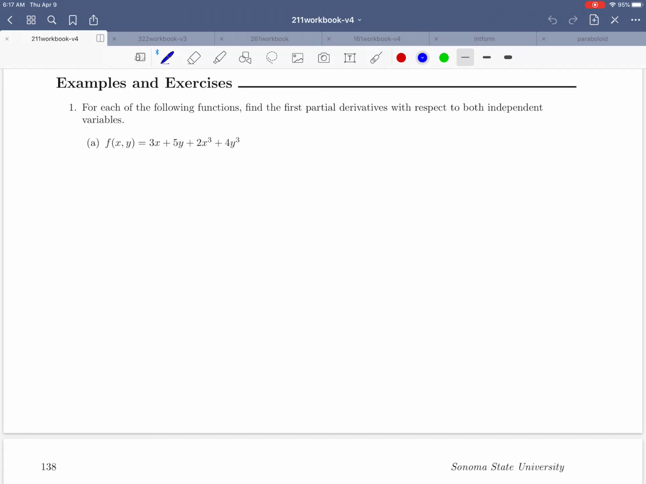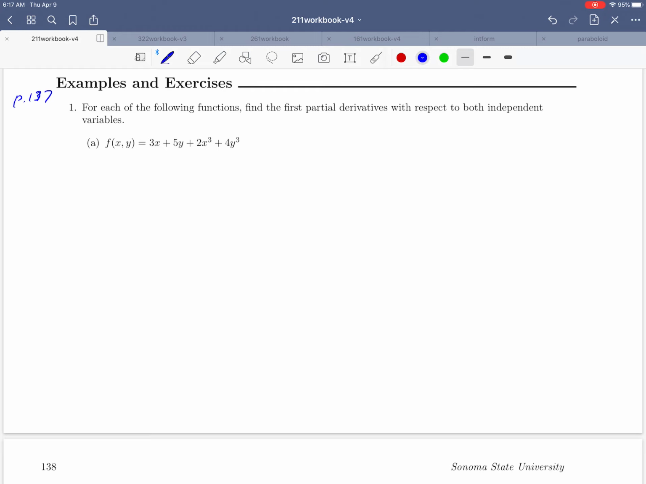Hello everybody, and welcome to exercise 1 on page 137 of the workbook. And this is our first example of actually taking a function and calculating partial derivatives. Okay, so let's read the directions here.